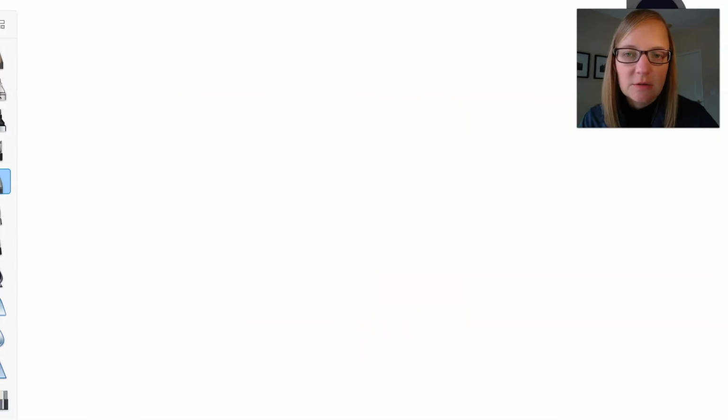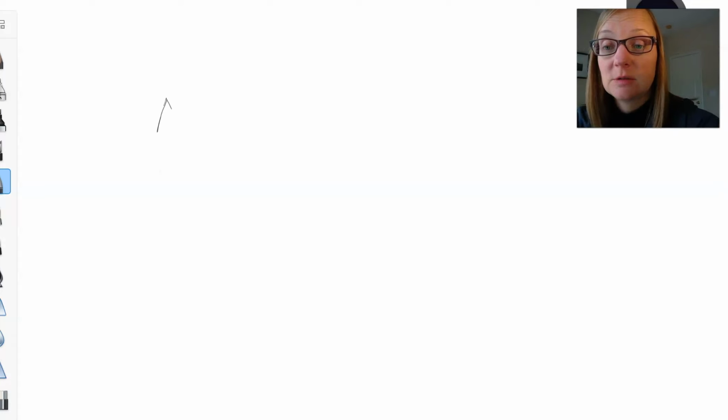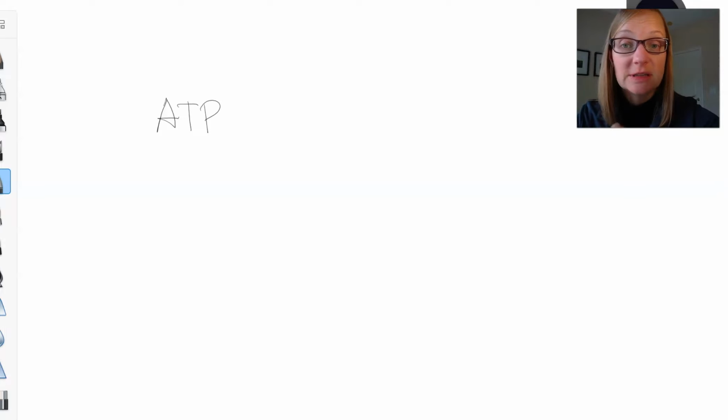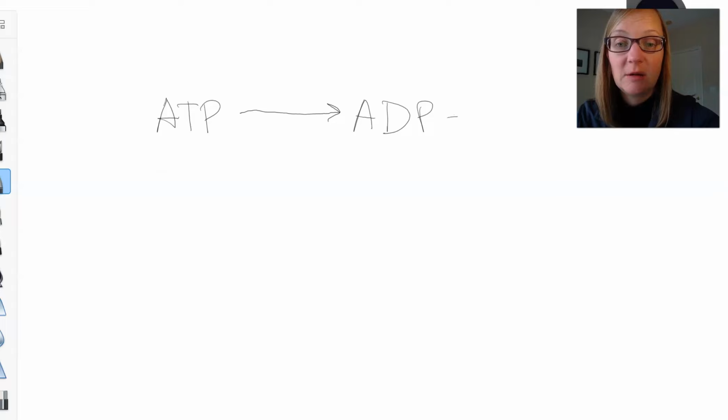So cells have to use a lot of ATP, right? They don't stop, they don't sleep. They're constantly driving chemical reactions, transporting materials, doing mechanical work. So every time a cell needs to drive one of these processes, it'll use ATP, right? And so let's just review a little bit. Here's our ATP. And to release energy from the ATP, the cell will break the ATP. And when it breaks the ATP, what's left behind is ADP plus the inorganic phosphate.